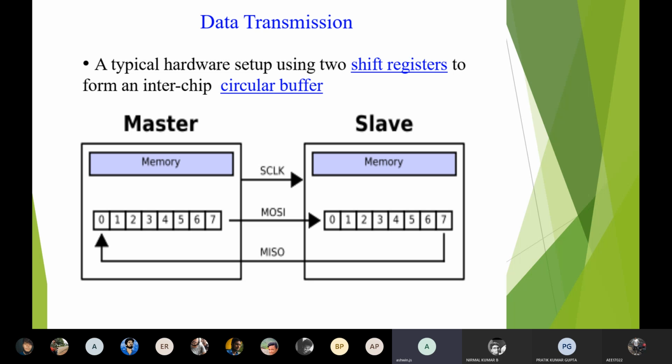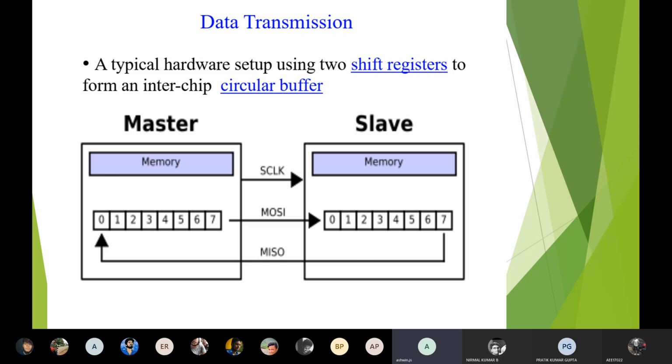And during the next clock pulse, the 6 will be moved to your slave. At that time, in the slave, the first position previously held 7, and in the next clock pulse 7 will be moved to the second position, and the 6 will come to your first location. Likewise, for 8 clock pulses, the 8 bits will be transferred to the slave.